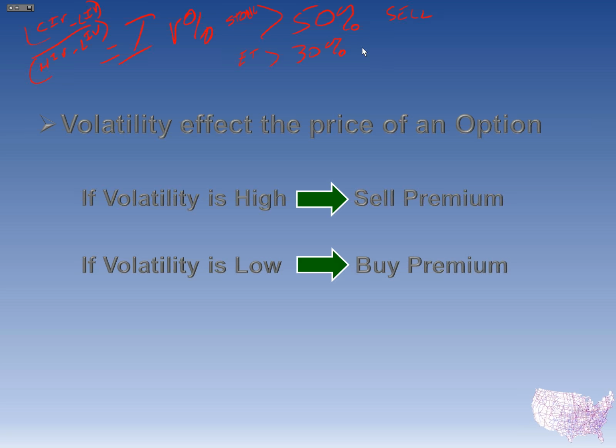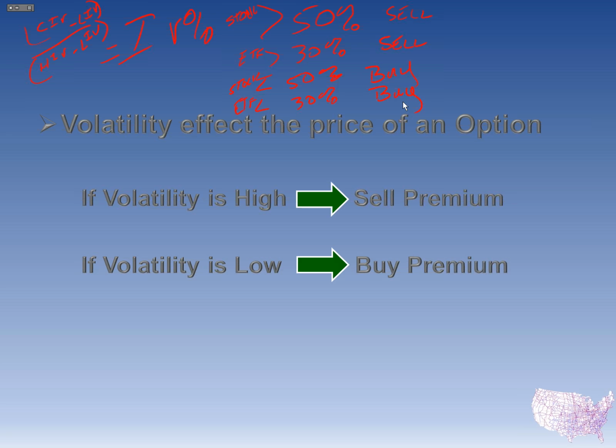And these are people with relatively strong risk parameters. And if it's less than 50% for a stock, then we want to buy. And if it's less than 30% for an ETF, we want to buy. All right.